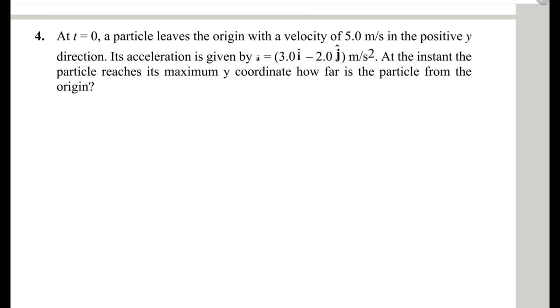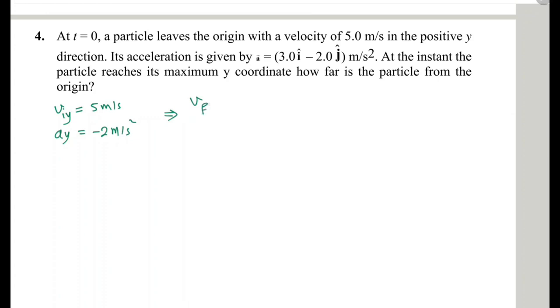At t equal 0, a particle leaves the origin with a velocity 5 meters per second in the positive y direction. Its acceleration is given by 3i hat minus 2j hat. At the instant the particle reaches its maximum y coordinate, how far is the particle from the origin? Now again, the initial v_y is equal to 5 meters per second, and a_y is given here equal to minus 2 meters per second squared.